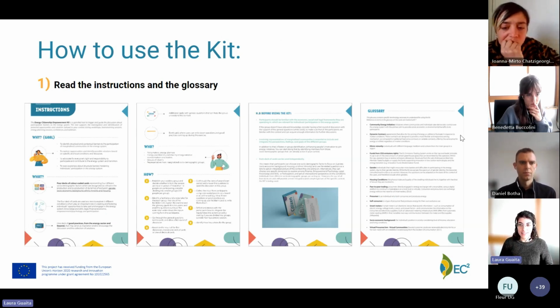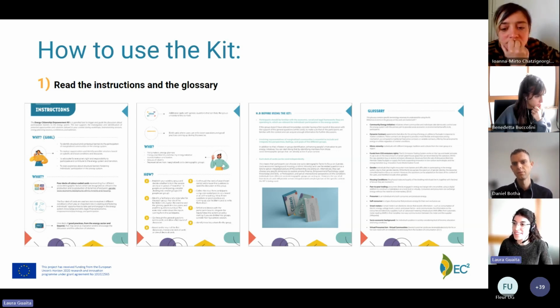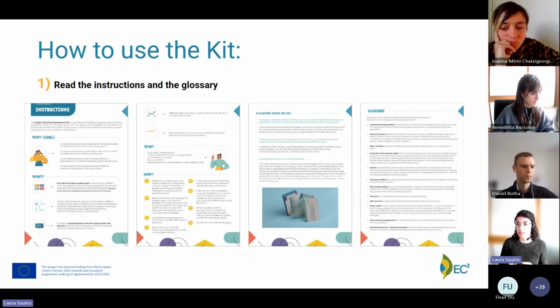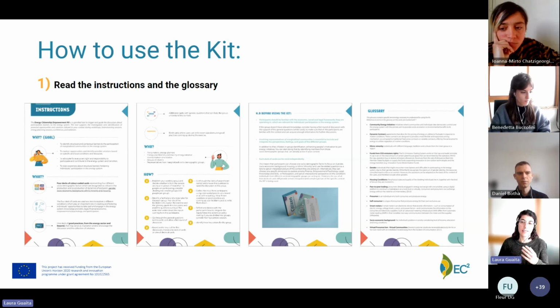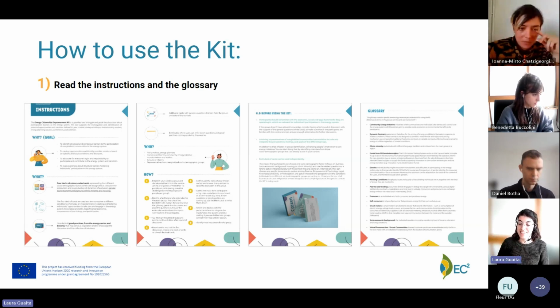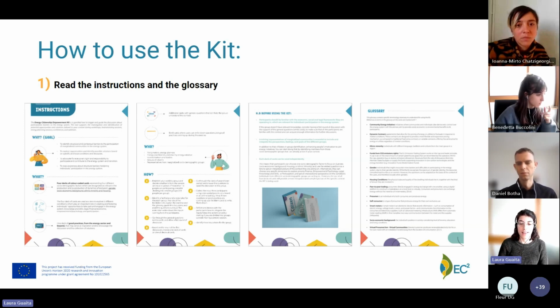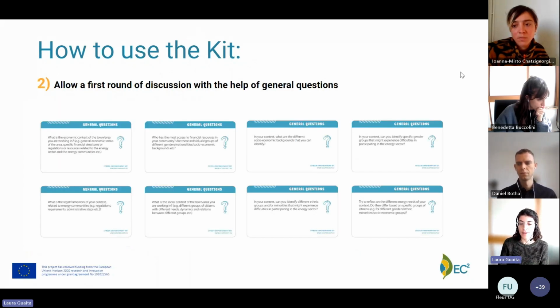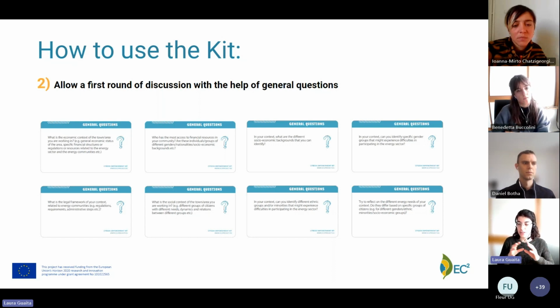I will just briefly explain how the kit works. We don't have enough time now to go into detail, and later on we will divide into breakout sessions so that we can have a look at the tool in more detail and see some of the questions. Basically, the first step is to read the instructions and the glossary. We made these in an infographic style so that they are very easy to read and understand. We also made a glossary with some technical words or very specific terms that the users of the toolkit might not be familiar with. After that, our suggestion is to allow a first round of discussion to see if the participants and users of the kit are familiar with their context, and know about the energy communities and the energy system in general in their context.